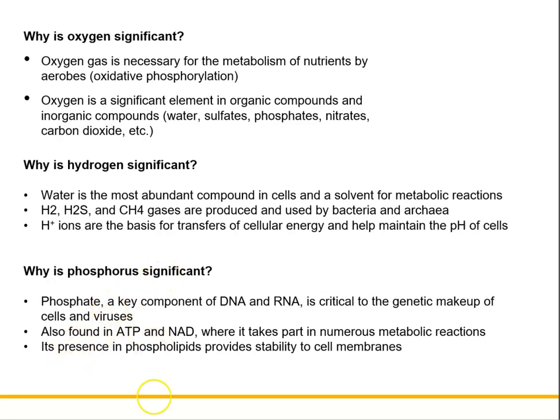Phosphorus is significant. It's a component of DNA and RNA. It's also going to be found in ATP, so that's going to be your cellular energy. And NAD, again, helps with energy reactions. And then, of course, it's going to be present in those phospholipids, which form that phospholipid bilayer of the cell membrane.